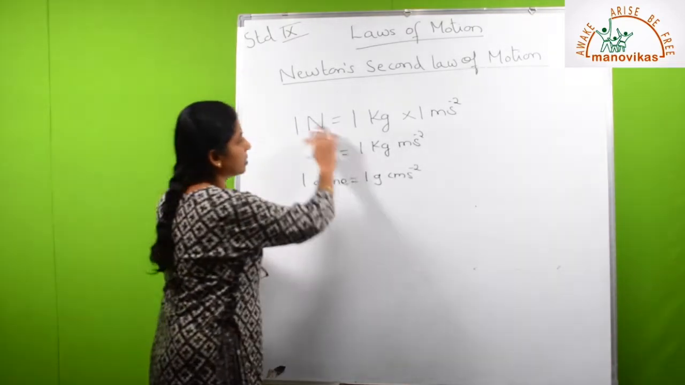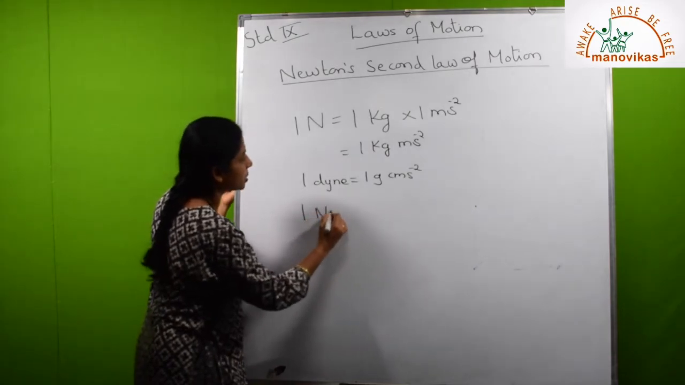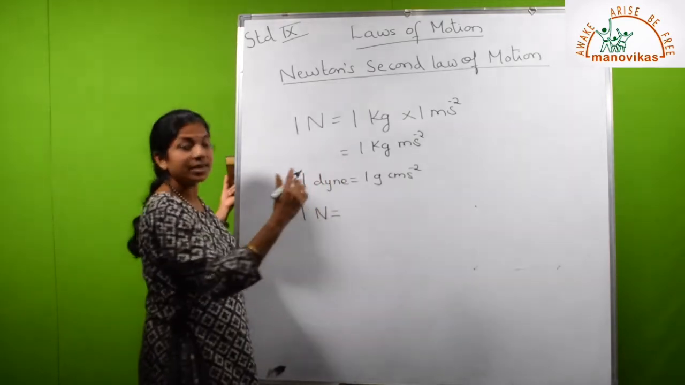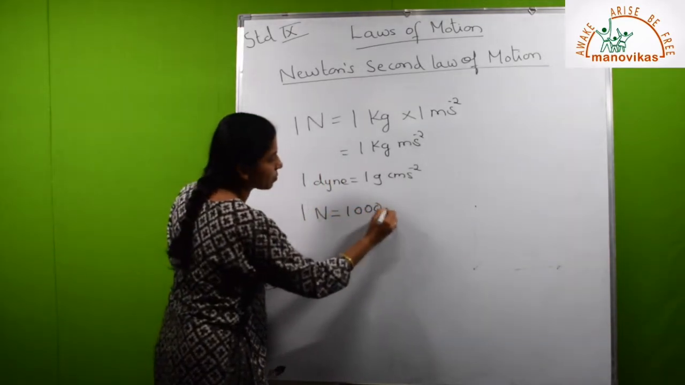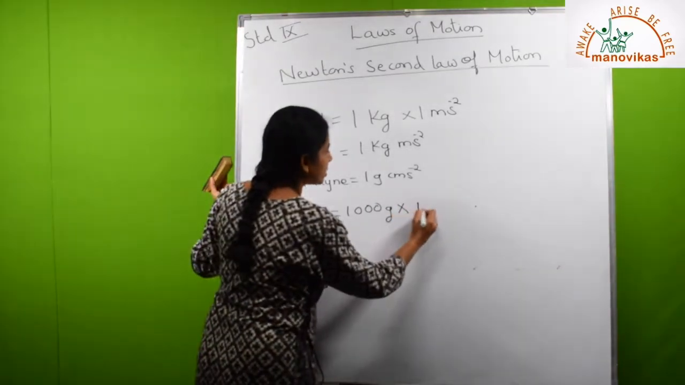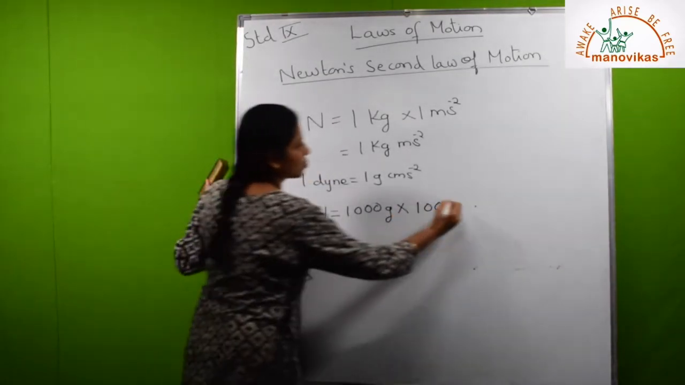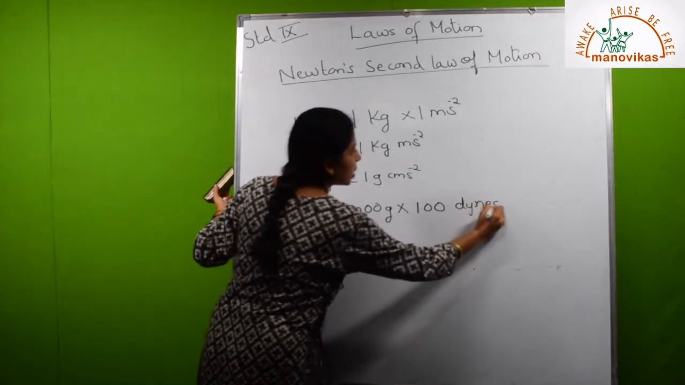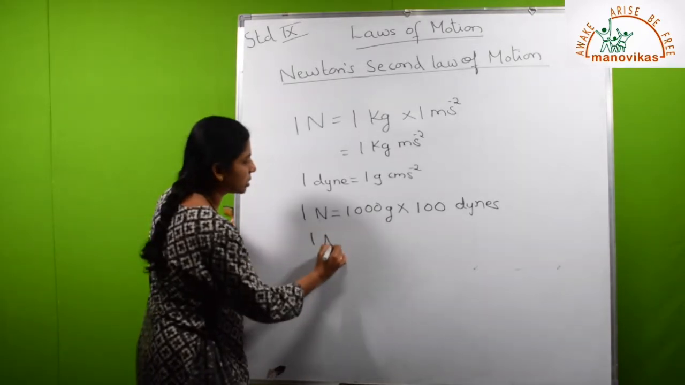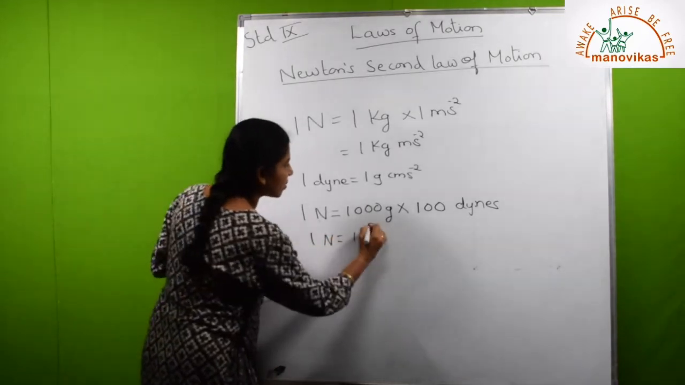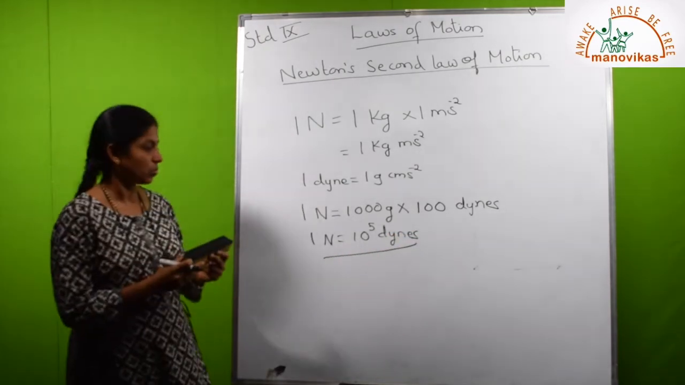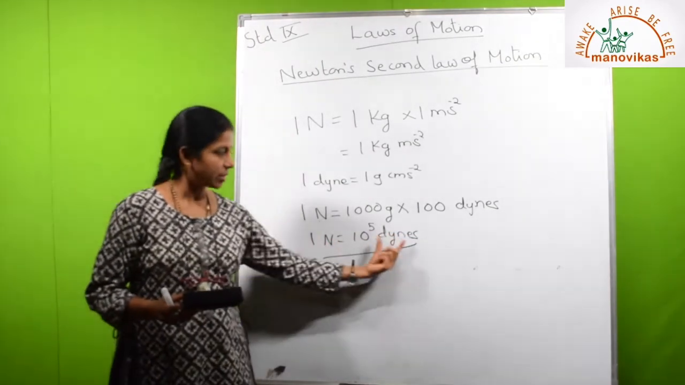So if I do the conversion here, 1 Newton, you know, is equal to 1 kg meter per second square. In 1 kg there are 1000 grams, multiplied by, in 1 meter you have 100 centimeters. So you get the relation between Newton and dyne: 1 Newton is equal to 10 to the power of 5 dynes. Okay, so this is the unit of force in terms of newtons and in terms of dynes.